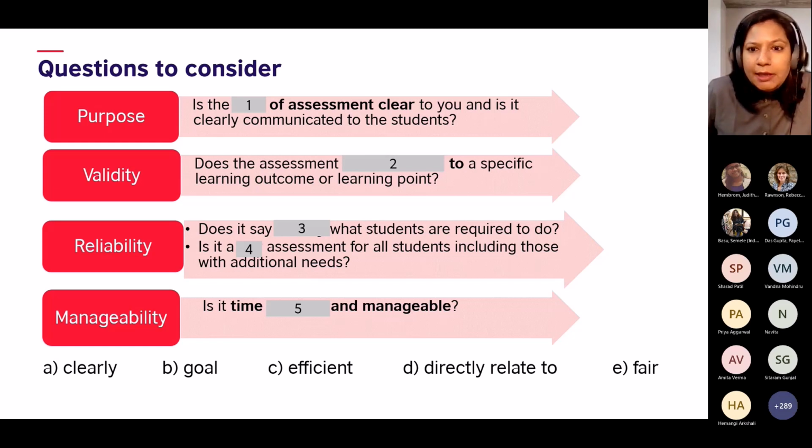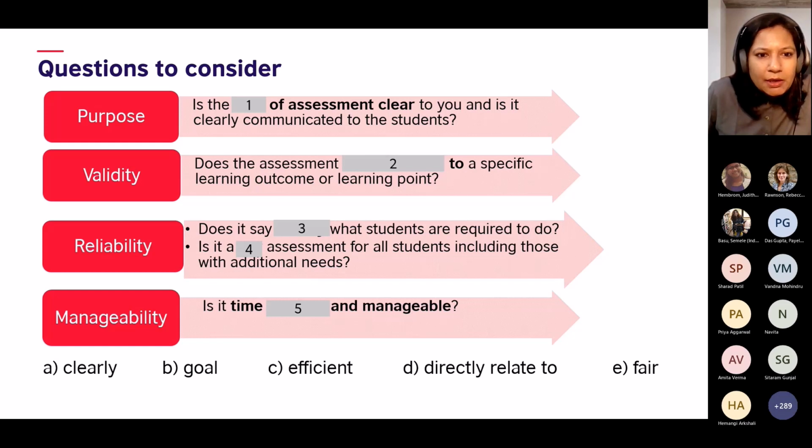In terms of reliability, there are 2 questions I have. Does it say what students are required to do? Yes. Thank you. You have solved the next one as well. Absolutely, it's clear and fair.